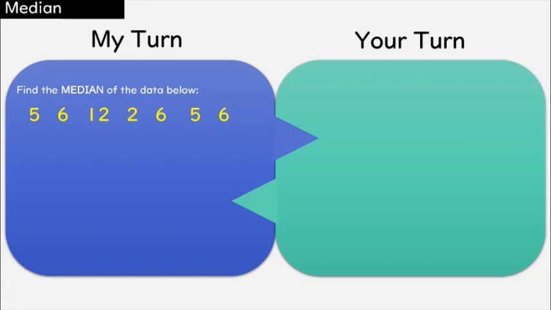Notice it's the same set of data. That's going to help us at the very end of the lesson. So the first step, remember, is I've got to put it in order. What is the smallest number in my list? It's this 2 here. So I'm crossing them off as I go along.